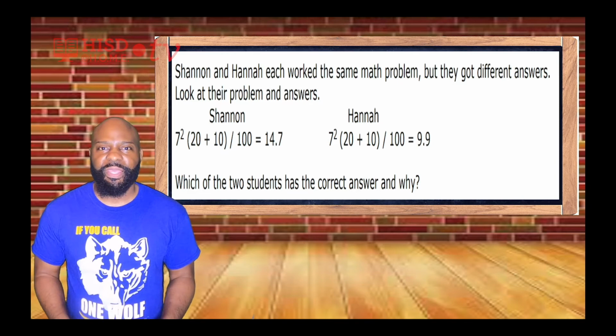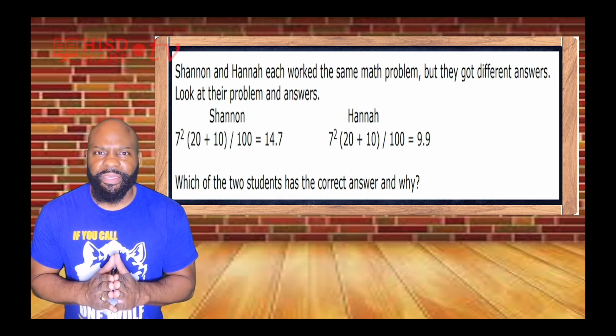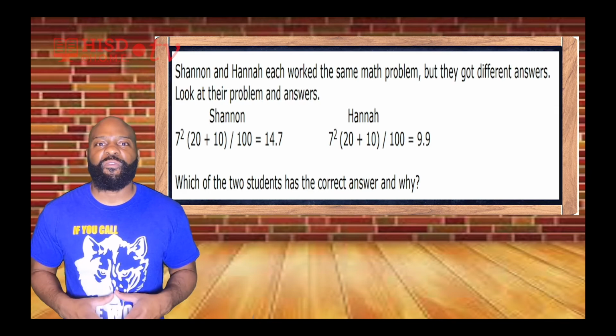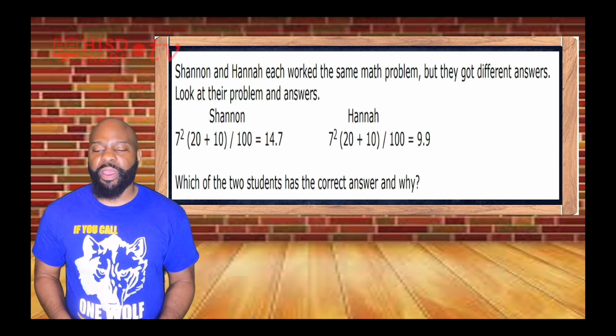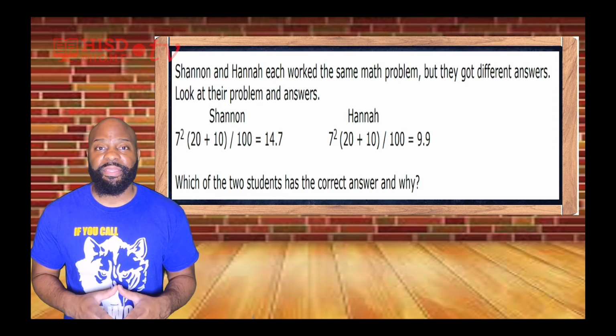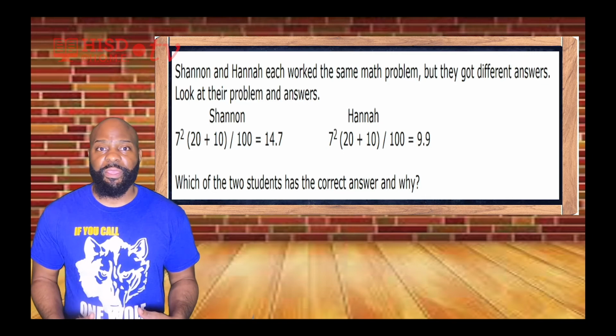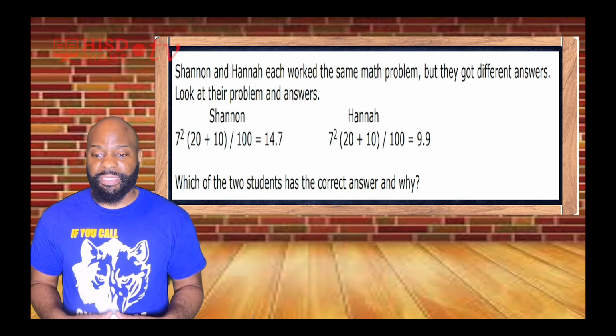Now, we know with PEMDAS, we have to follow it to a T. That means the first letter that comes up, we have to respect that. And so the first letter in the acronym PEMDAS is P, which stands for parentheses, right? And we are fortunate to have a parentheses in this problem. So therefore, we have to solve that parentheses first, no matter where it is in the expression. Could be first, could be last, but we have to solve parentheses first. Okay, all right, so we have 20 plus 10, that gives us 30. When we rewrite it, we have 7 squared, 30 inside the parentheses, divided by 100.